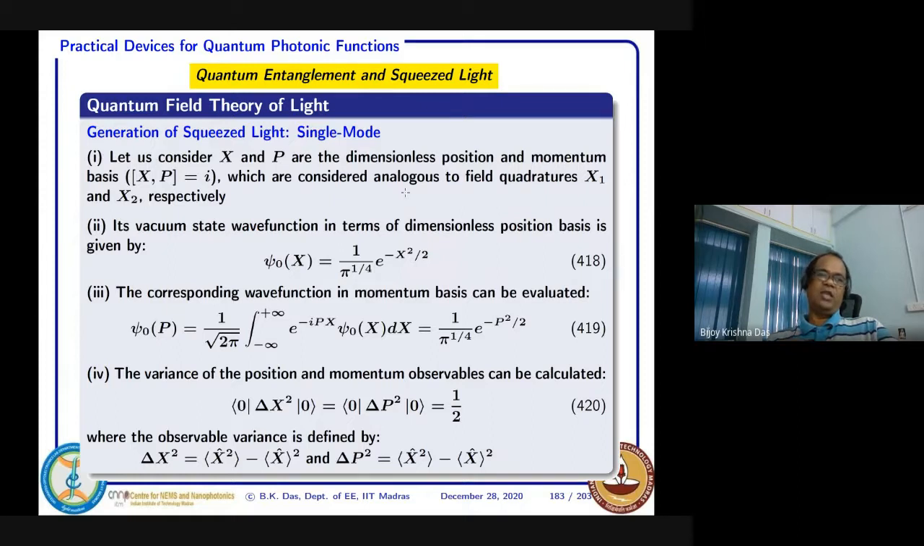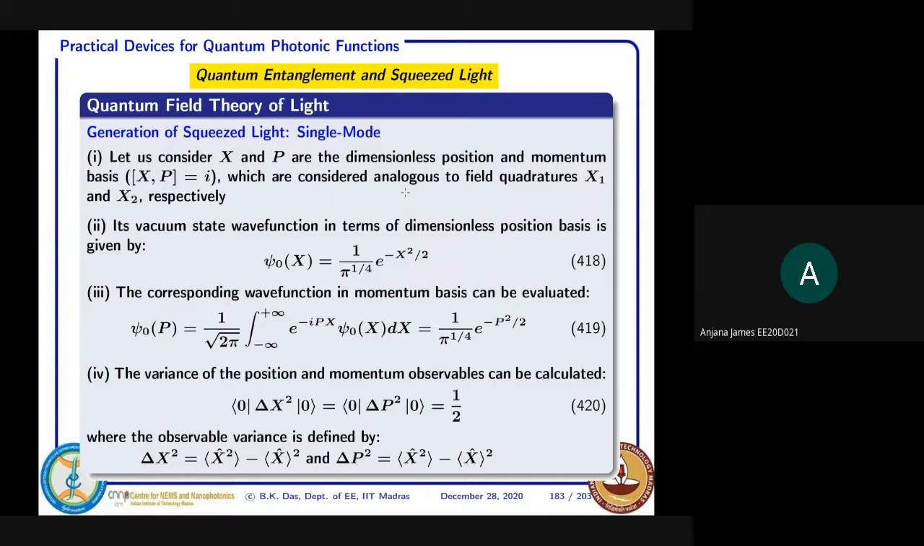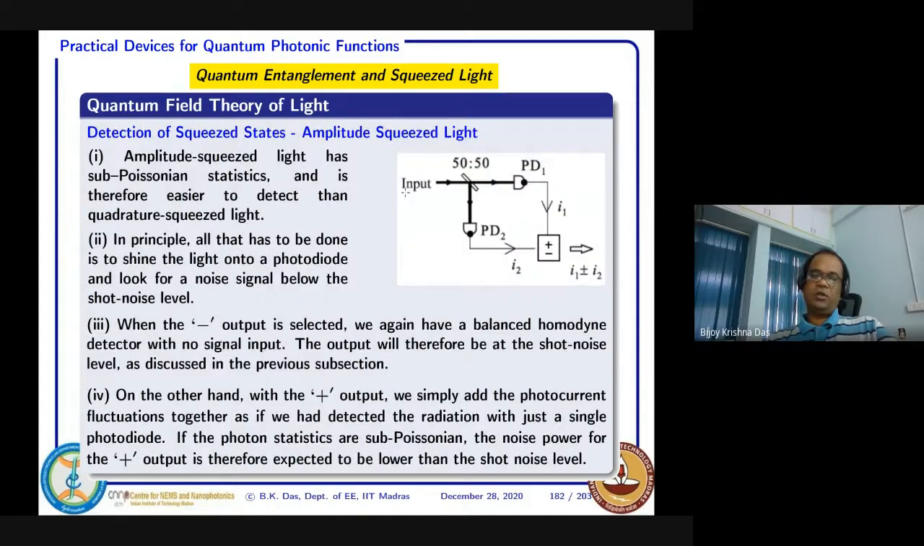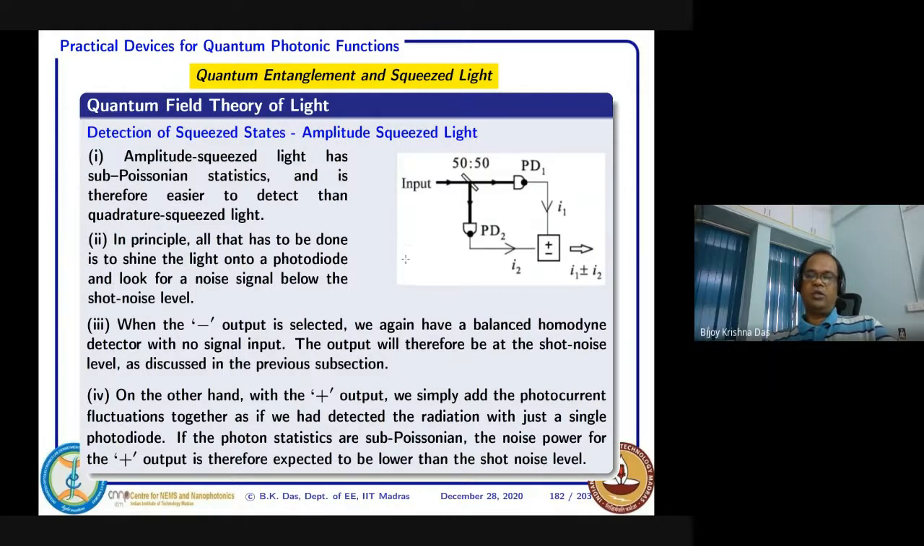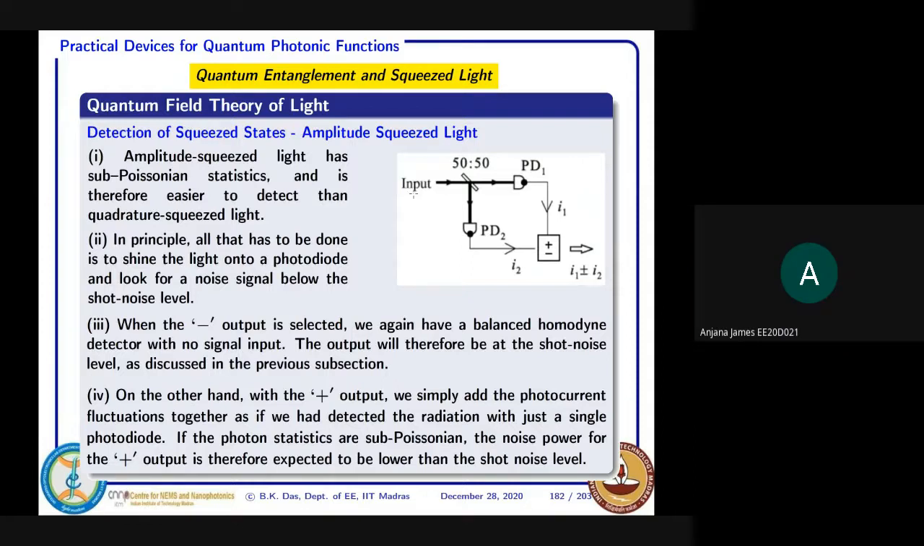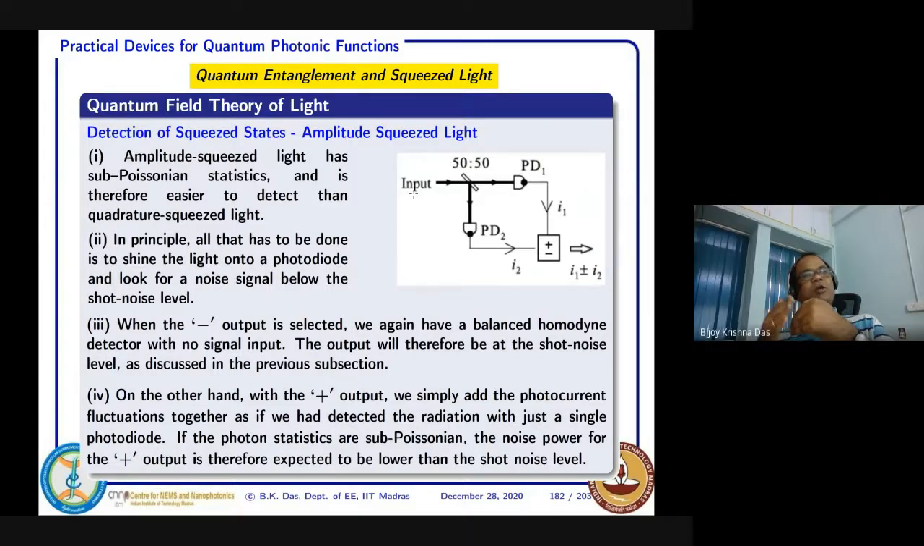Both are homodyne techniques. Sir, can you explain the last slide once again? That amplitude squeezed, how will we understand? So you see, it is amplitude squeezed, right? Amplitude squeezed light means your shot noise level will be lower, right? When it is amplitude squeezed, you don't expect any shot noise, right? Yes, it will be reduced. Shot noise, okay, coming from where?